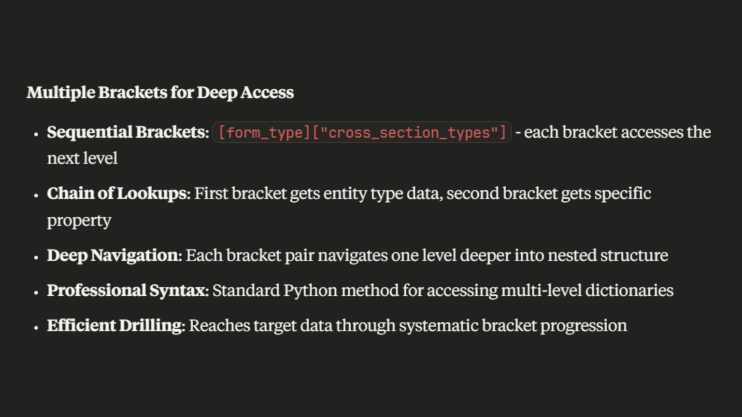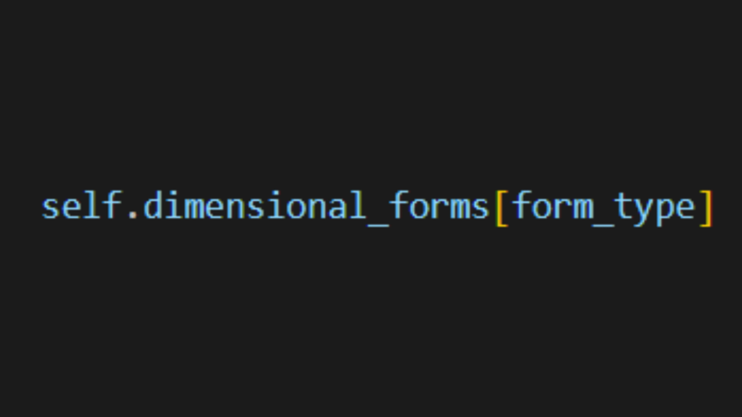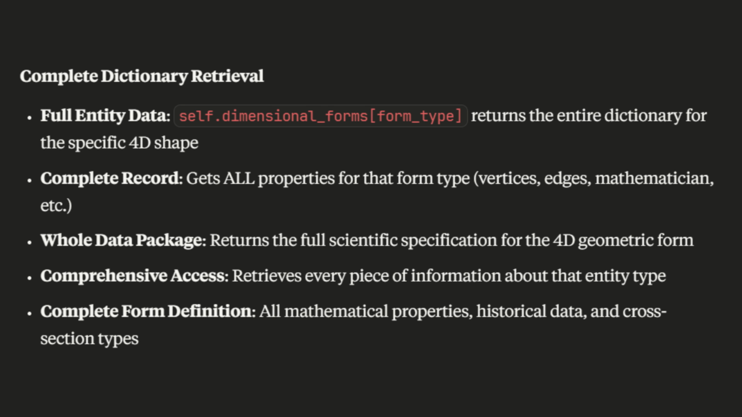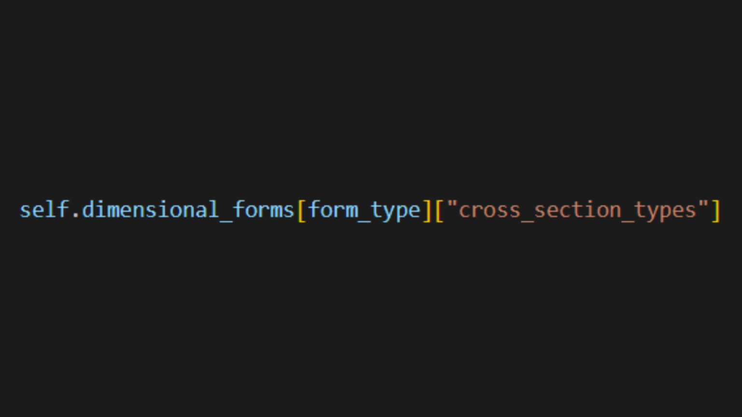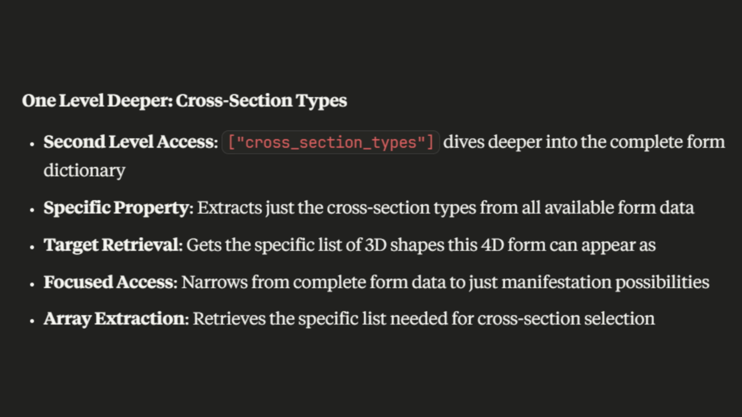We've done this a little bit without really talking about it too much earlier, but let's talk about what's happening here. First, self.dimensional_forms, and then in brackets form_type, which gets the complete dictionary for our specific 4D form. If the form type is tesseract, this retrieves all that tesseract data: the vertices, the edges, the description, the mathematician, and the cross-section types. Next, in brackets immediately after that, cross_section_types. So it's going one level deeper into that form dictionary and extracting specifically the list of the possible 3D shapes.